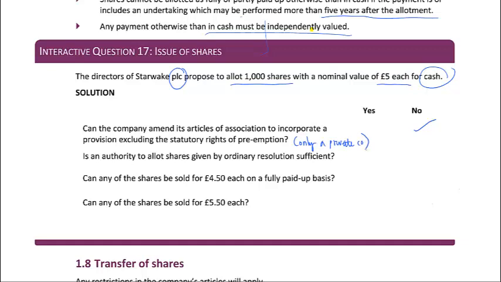Is an authority to allot shares given by an ordinary resolution sufficient? Yes. The examiner's trying to con you into thinking that you need a special resolution, but that's not the case, remember. This is the slightly odd rule. Can the shares be issued for £4.50 on a fully paid up basis? Well, I really hope that in that one you saw straight away that's a proposal that the shares be issued at a discount, and the answer to that is no. If they'd said, could the shares be issued for £4.50 on a partly paid basis, i.e. with the other 50p still owing, that would have been okay.